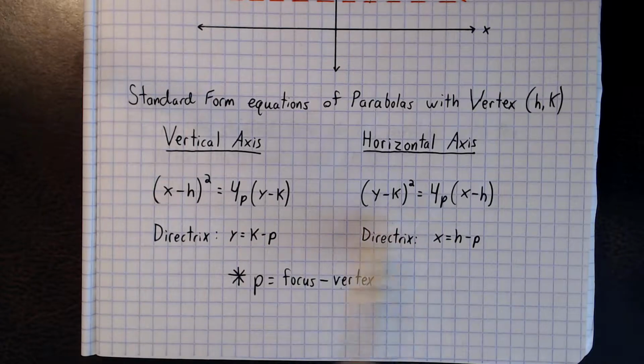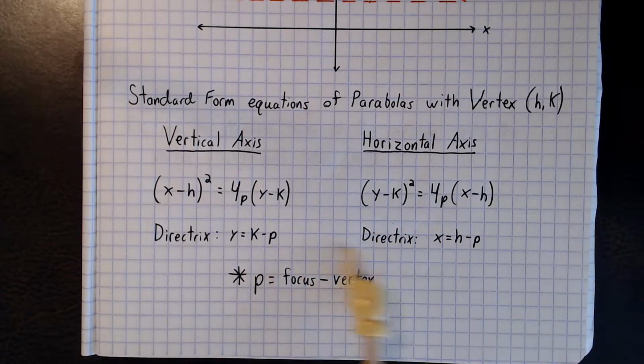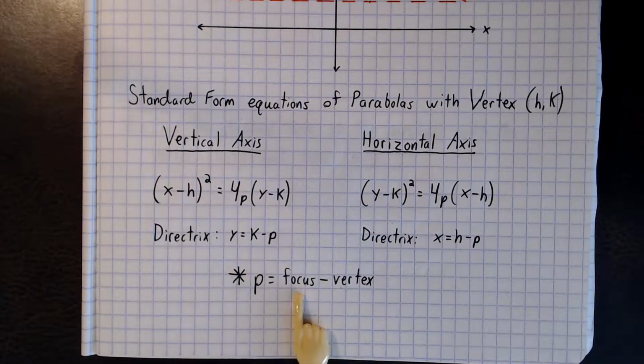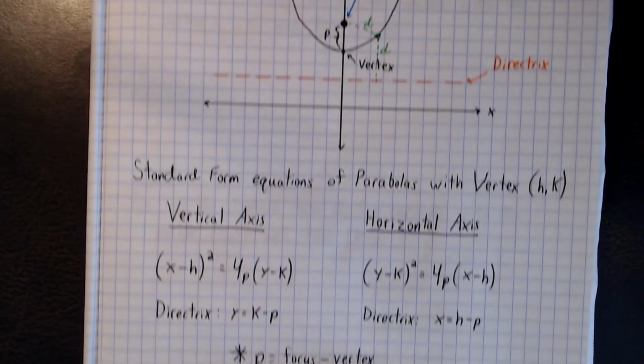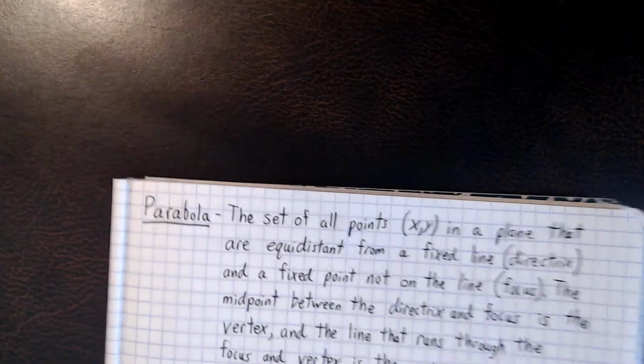So we're going to want to figure out which one of these we're working with at some point before we can really fill in the equation itself. Plus we have p, which is going to be equal to the focus minus the vertex. So got a lot of stuff to work with. I would write these down and you can refer to them whenever you need to throughout these problems.